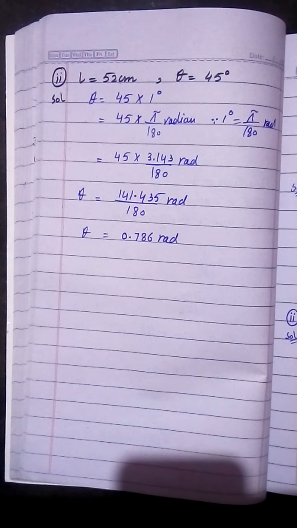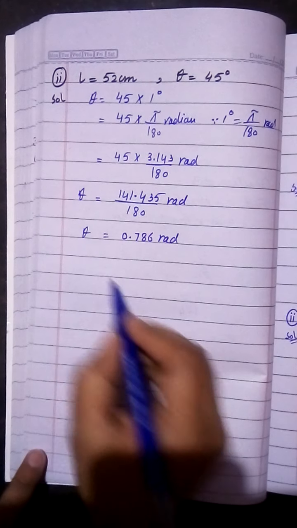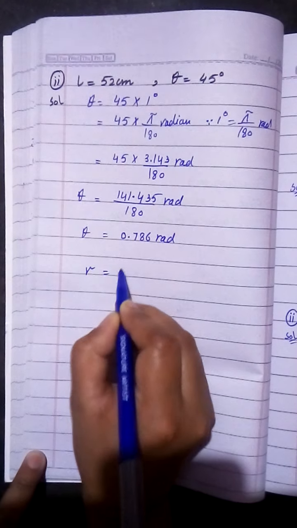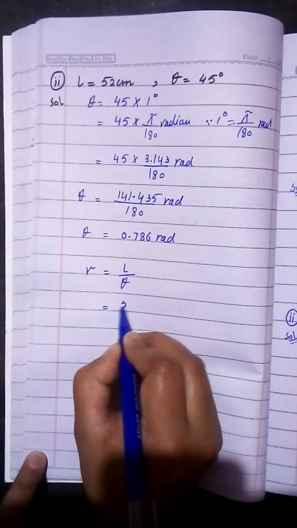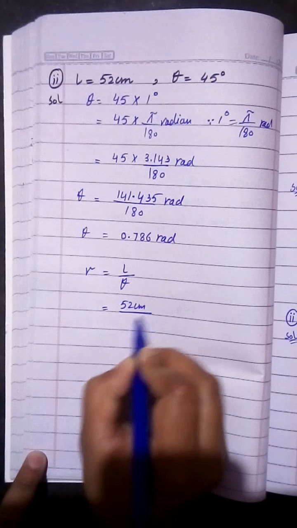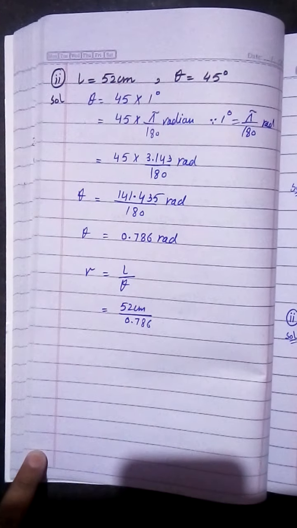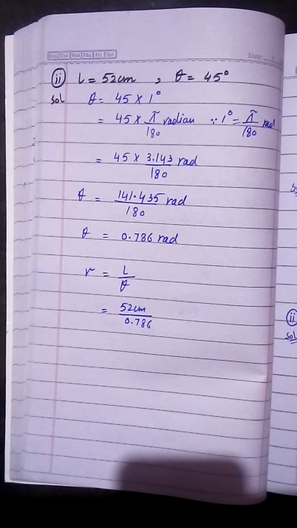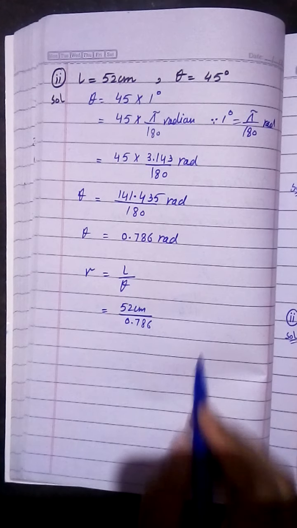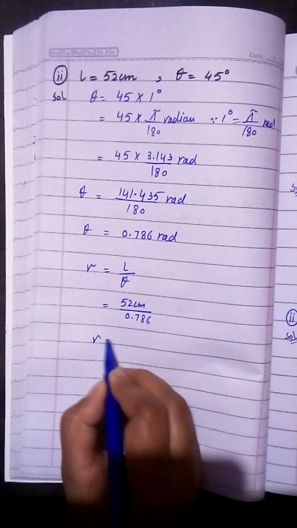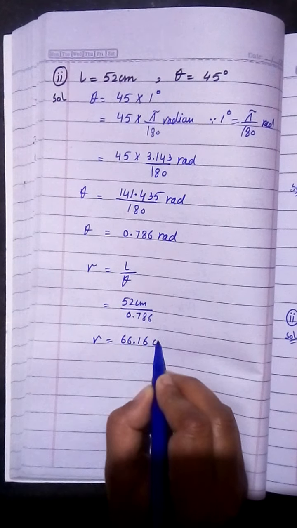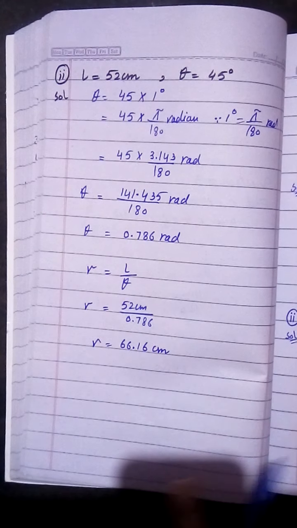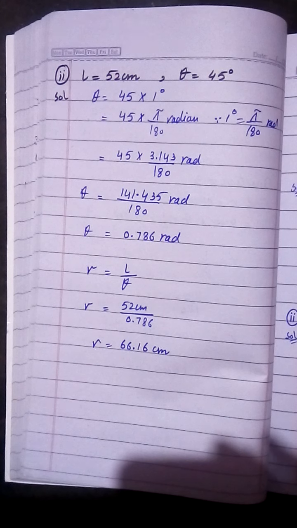Now basically you have to find out the radius. So its formula is, we know that radius equals length by theta. So put its values here: length here is 52 centimeter and theta here is 0.786. Now after division, 52 divided by 0.786, you get the answer 66.16 centimeter. The unit of measurement used here is centimeter. So that is the answer.